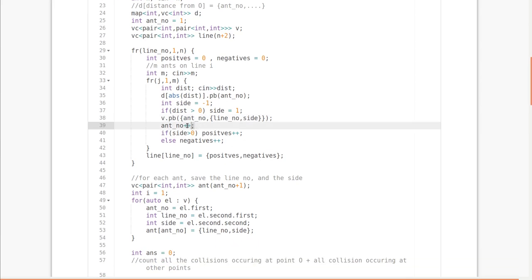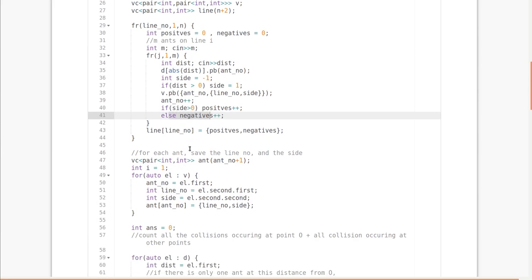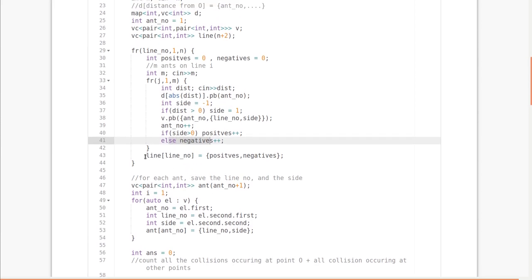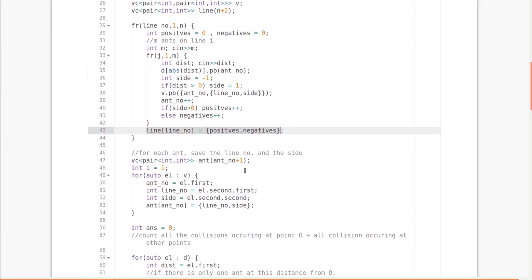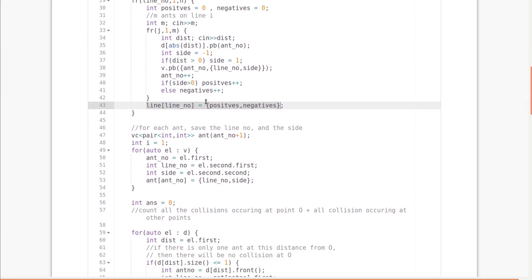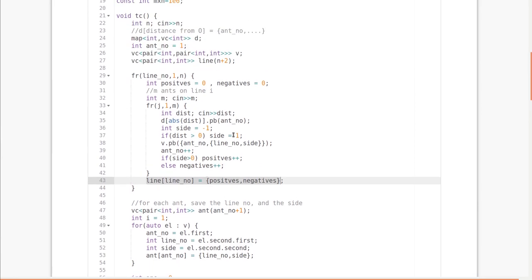Then I increment the aunt number, and if it is on the positive side, positives plus plus, otherwise negatives plus plus. At the end, for each line I'm storing this data, where how many aunts are there on the positive side of this line and how many aunts are there on the negative side of this line. So that's a pair of integers. This is the array, which is a pair of integers.